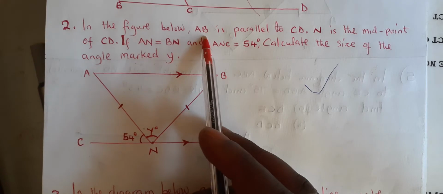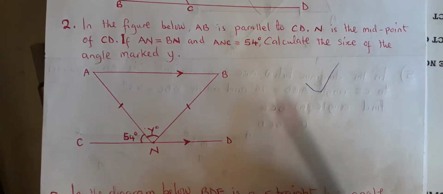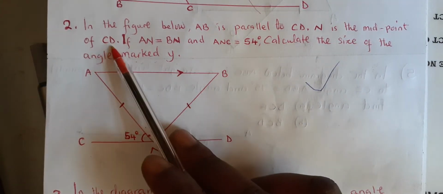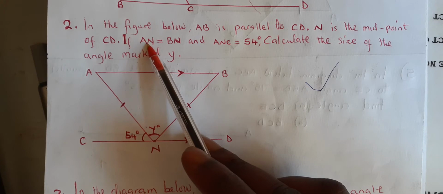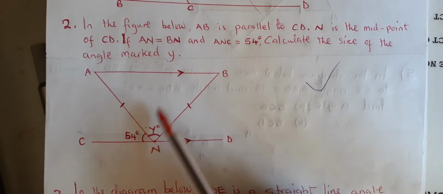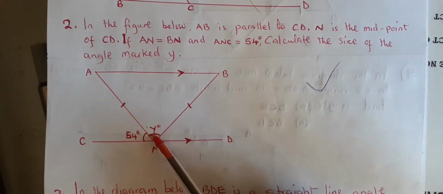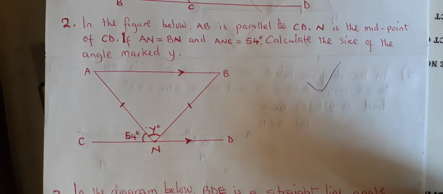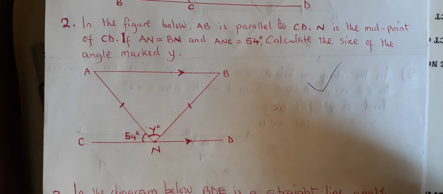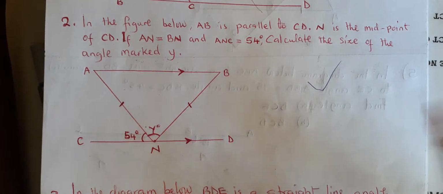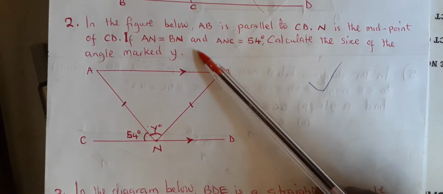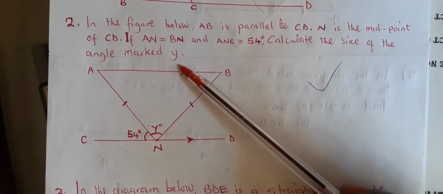In the figure below, AB is parallel to CD. N is a midpoint of CD. If AN is equal to BN, calculate the size of this angle Y here. This is very, very important. I told you that here we're dealing with triangles and parallel lines. So copy this question as our first example. And if you can manage, don't wait for me to solve it. Go for it on your own.